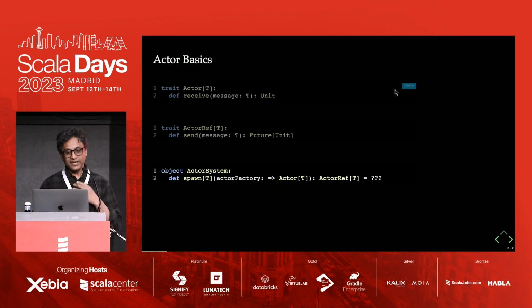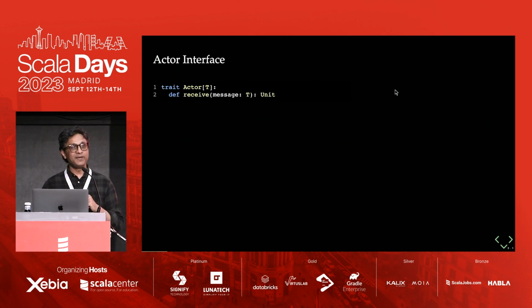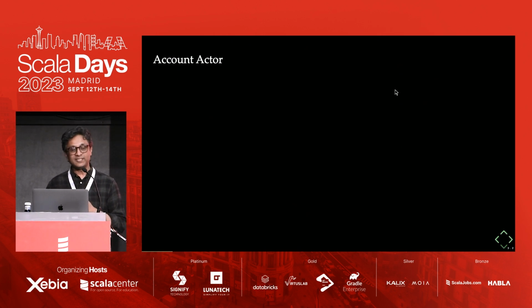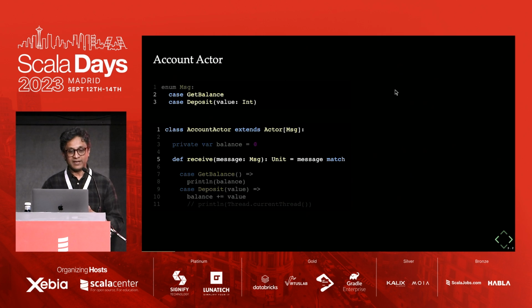And finally, you will need a mechanism to take an actor factory and then create an ActorRef out of that. So those are the basics. So let's begin with implementing the simplest possible actor with a receive method, and let's call it a bank account actor. We have two messages, get balance and deposit, and our actor looks like this.